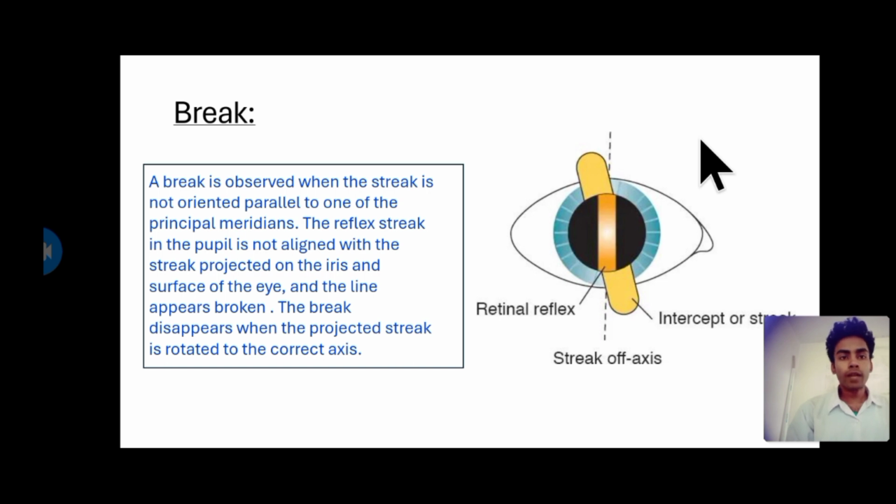So when you are performing retinoscopy and you find that there is a break in the retinoscopic reflex, you can be sure that the person has an astigmatism. You can read from the slide that a break is observed when the streak is not oriented parallel to one of the principal meridians. The reflex streak in the pupil is not aligned with the streak projected on the iris and surface of the eye, and the line appears broken. The break disappears when the projected streak is rotated to the correct axis. What is meant is that when the retinoscopic streak is rotated in this direction, the two reflexes are in a single line, in parallel. So this is the break.